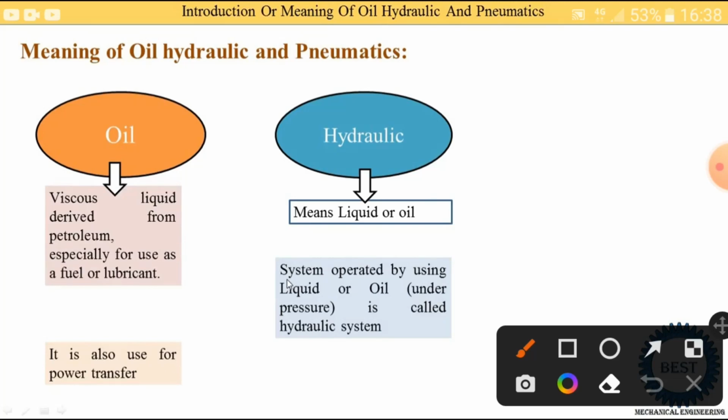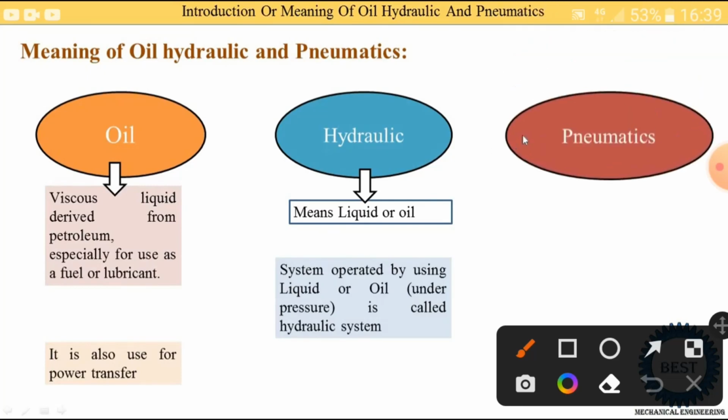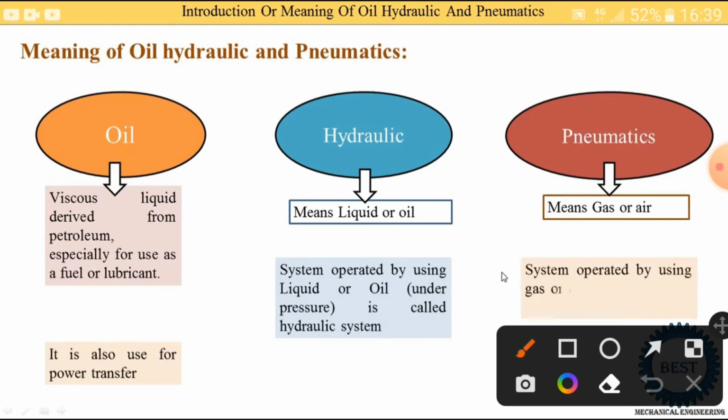Generally we use a pump at our homes to transfer water from the ground floor to the terrace. So a pump is also one type of hydraulic system. Then what is pneumatic? Pneumatic means gas or air. So what is a pneumatic system? A system operated by using gas or air is called a pneumatic system. The air is not at atmospheric pressure, but compressed, meaning it has a higher pressure than the atmosphere.